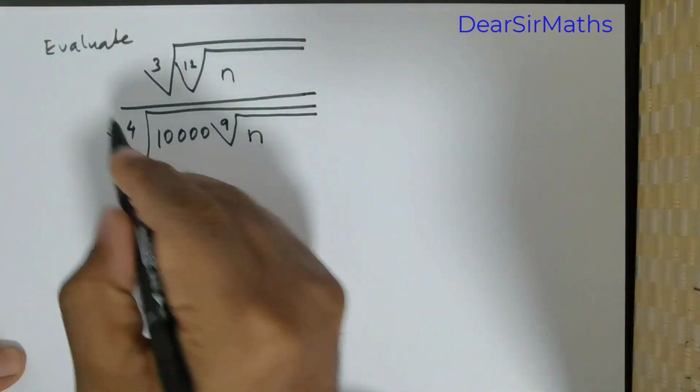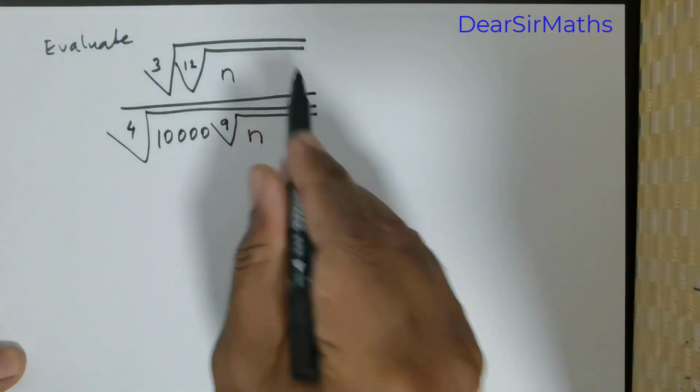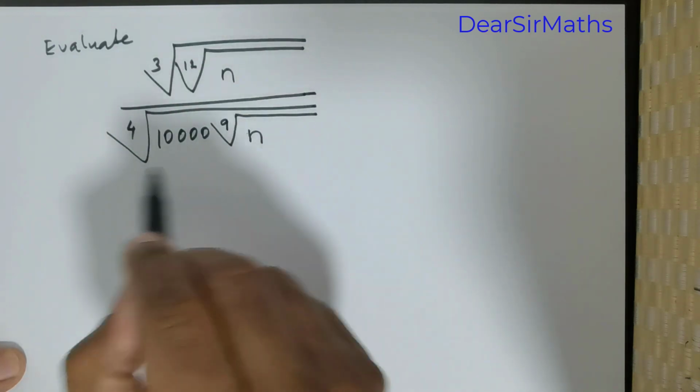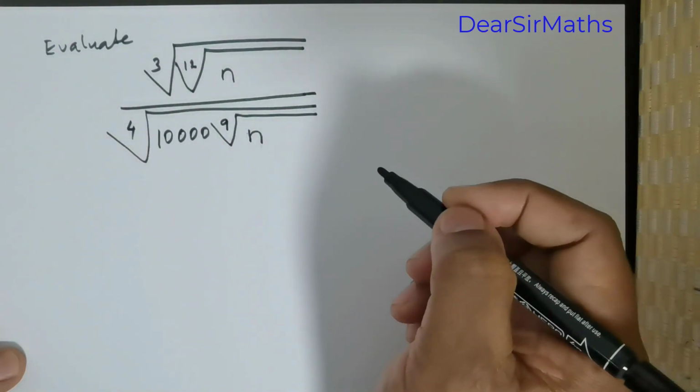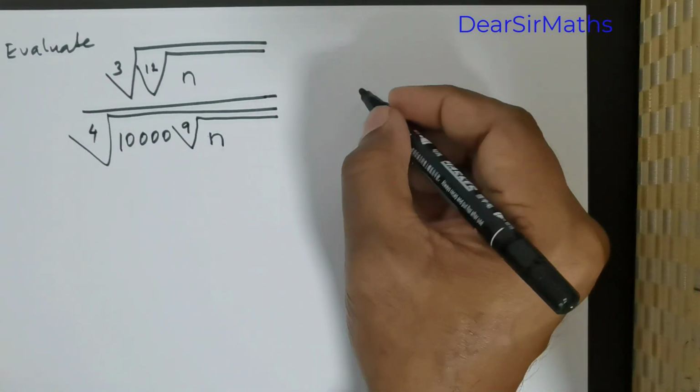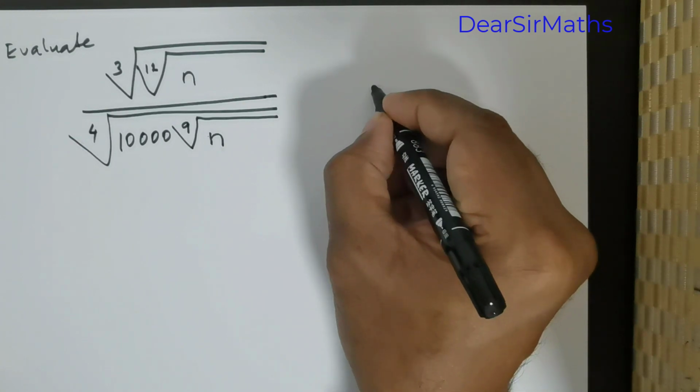Hi everybody, we are expected to evaluate this expression which has got nested roots in the numerator as well as in the denominator. So how are we going to do this? Now foremost, before we could do this, we will have to understand this property.